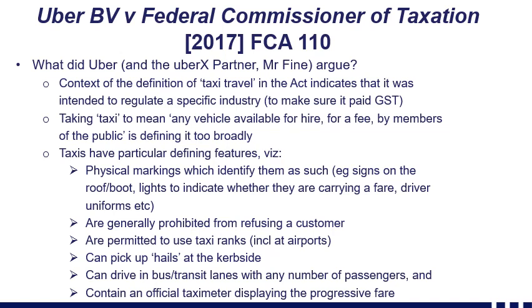etc. They're generally prohibited from refusing any customer. That's the cab rank rule, isn't it? Where they have to just take whoever's at the front of the queue. They're allowed to use taxi ranks, including at airports, which Ubers are usually not. They can pick up hails at the curbside. You can hail down a cab, taxi, which is not how Uber works at all. It's all prepaid and booked through the app. They can drive in bus lanes and transit lanes with any other number of passengers, or indeed no passengers at all.